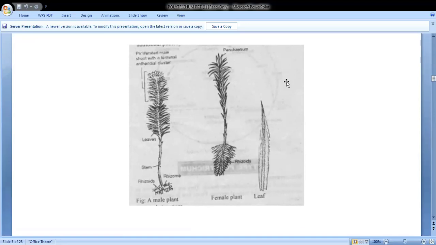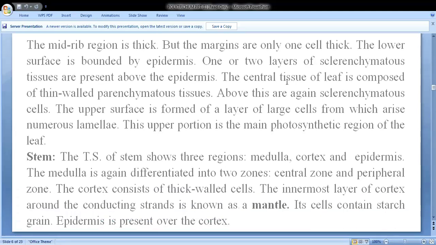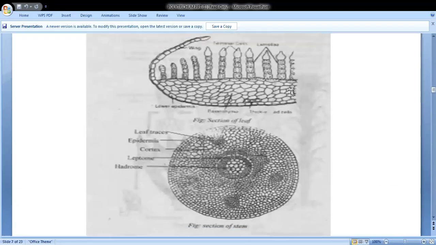We are coming to the leaf anatomy. See here, internal structure of leaf. This is the stem anatomy, and this is the leaf anatomy. You observe that the leaves show a many-celled thick midrib. See here, this is the midrib, and the lower epidermis of the leaf is continuous and distinct. The cells of the lower epidermis are large with a thick outer wall. The outer layer is called epidermis, lower epidermis and upper epidermis.